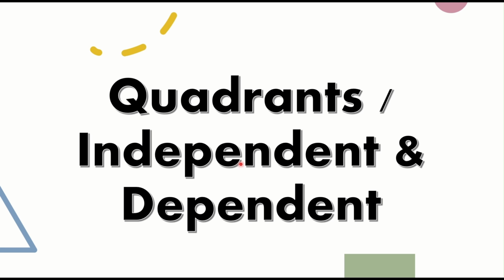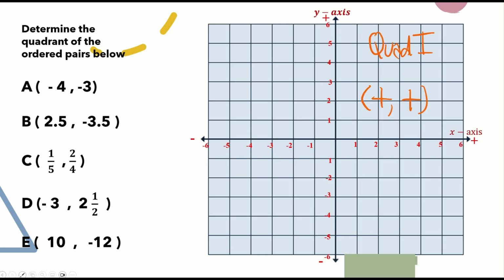Independent and dependent values. Okay, before we look at the practice to the side, let's quickly refresh on what each quadrant is and where it's located. So we know quadrant one is positive, positive. Quadrant two goes to the left and up, so it'll be negative and positive. Quadrant three, we go to the left and down, again, making it negative, negative. And then for quadrant four, we go right, which is positive, and then we go down, which is negative. So in that case, it'll be a positive negative.